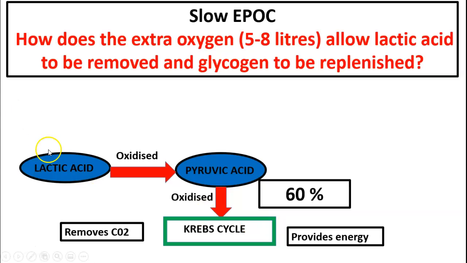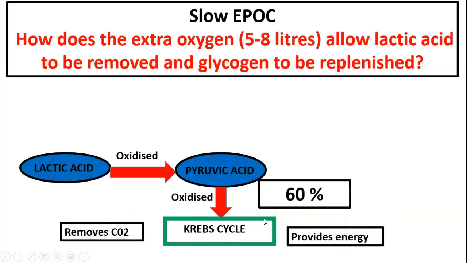So, lactic acid oxidized into pyruvic acid. Pyruvic acid is then removed or converted in 3 ways. 60% of it oxidized into the Krebs cycle, which allows us to respire aerobically. It removes CO2 and it provides energy.